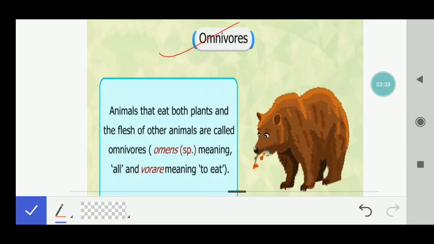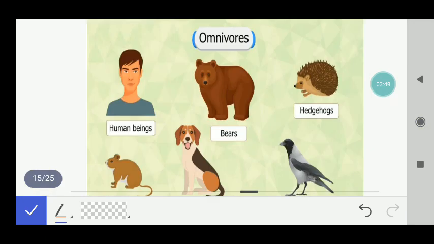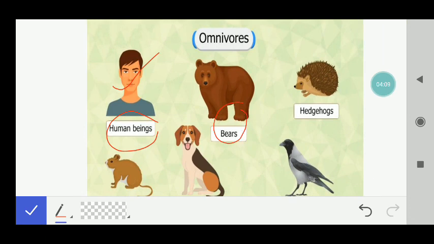Next is omnivores. Animals that eat both plants and the flesh of other animals are called omnivores. These are the examples. Human beings. Human beings can eat plant products such as cereals, pulses, fruits and vegetables, and human beings can eat meat products also. So human beings are omnivores. Second example is bears. Bears eat both plants and meat. So bears are also omnivores.